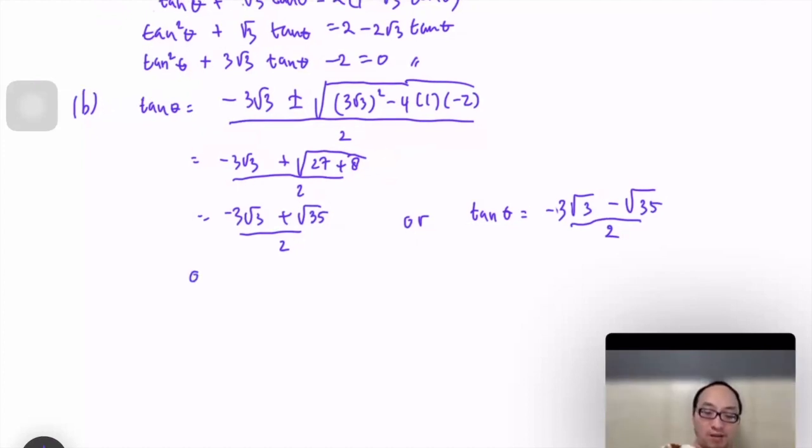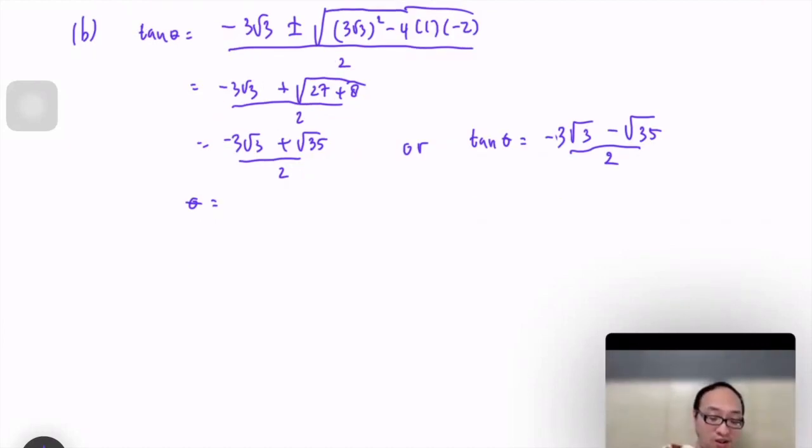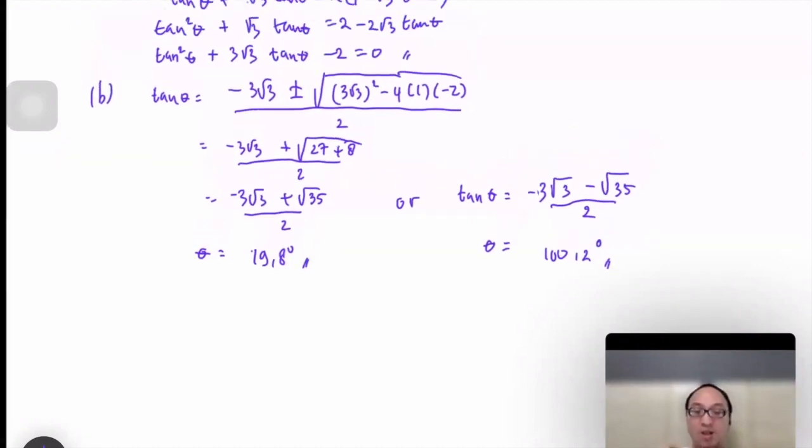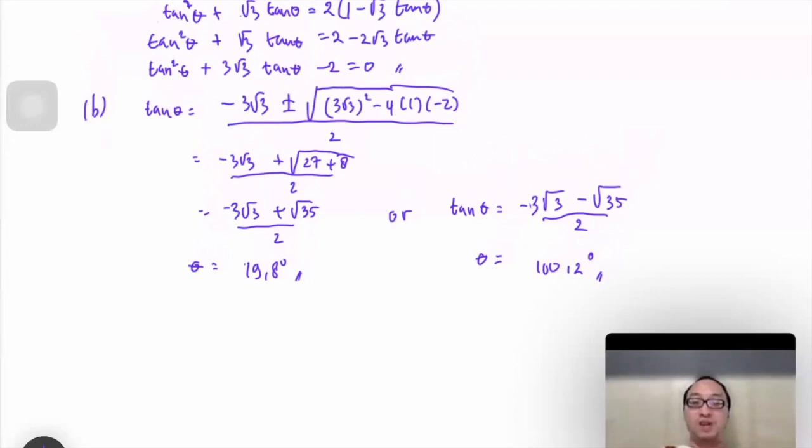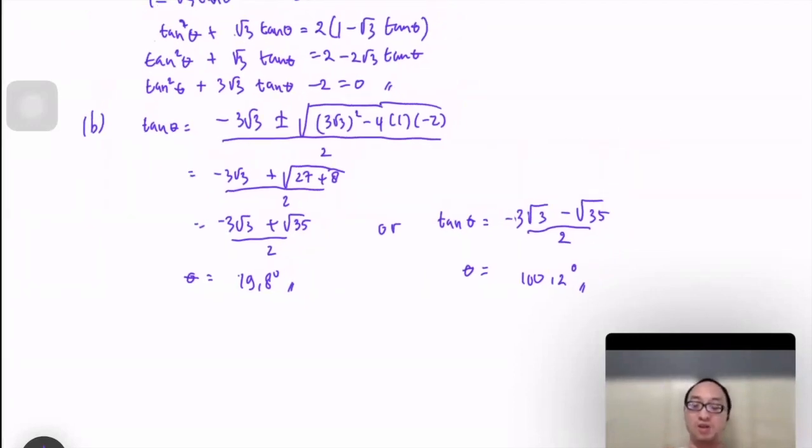Now, using the calculator, you will have the result. θ is 19.8 degrees. And in the other case, tan θ is negative. Negative means second quadrant, since tangent is negative in the second quadrant: 100.2 degrees. There are two answers, one in the first quadrant and the other in the second quadrant.